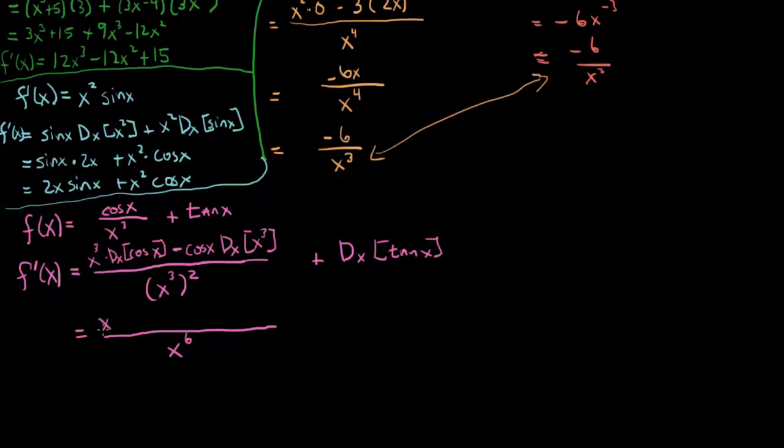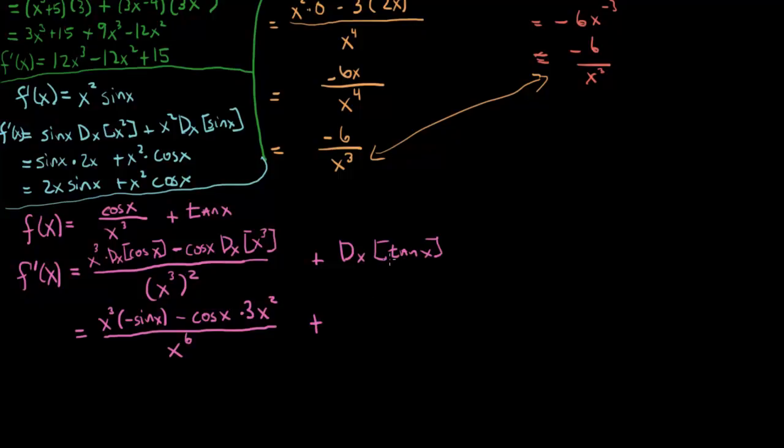Now we have x cubed. Now what's the derivative of cosine? The derivative of cosine is negative sine x. That's just one of those things you need to memorize. Then we have minus cosine x. And what's the derivative of x cubed? According to the power rule, we write 3x to the 3 minus 1 power, or 2 power.